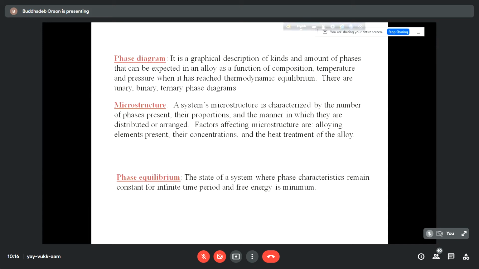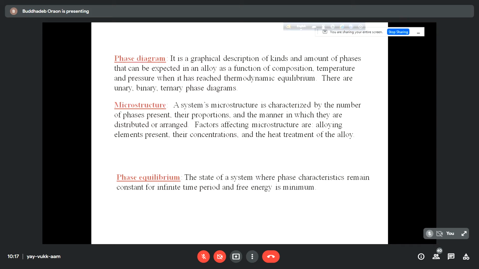Actually, not only the components but also there is a term called heat treatment. We will be studying heat treatment in detail, because heat treatment also plays a very important role in determining the microstructure. So many factors influence the microstructure, and microstructure on the other hand influences the mechanical properties. Microstructure of a system is basically characterized by the number of phases present, their proportions, and the manner in which they are distributed or arranged.